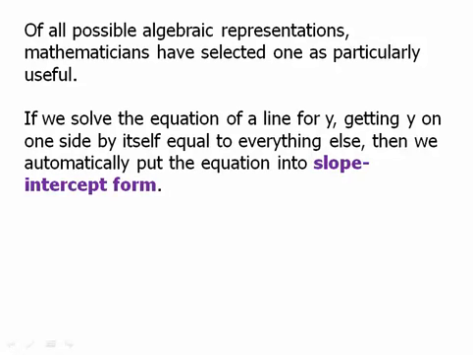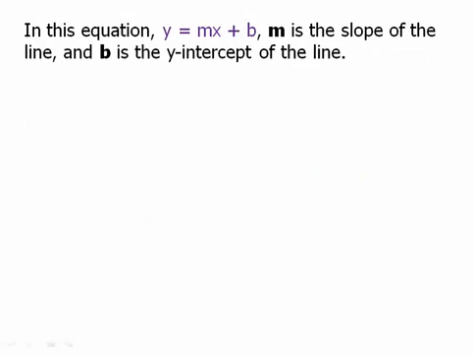Now, slope-intercept form, you may know by the name y equals mx plus b. Y equals mx plus b is another way of saying slope-intercept form. In this equation, y equals mx plus b, m is the slope of the line and b is the y-intercept of the line. And that's why we call this slope-intercept form, because two of the numbers in the equation are the slope and the intercept.